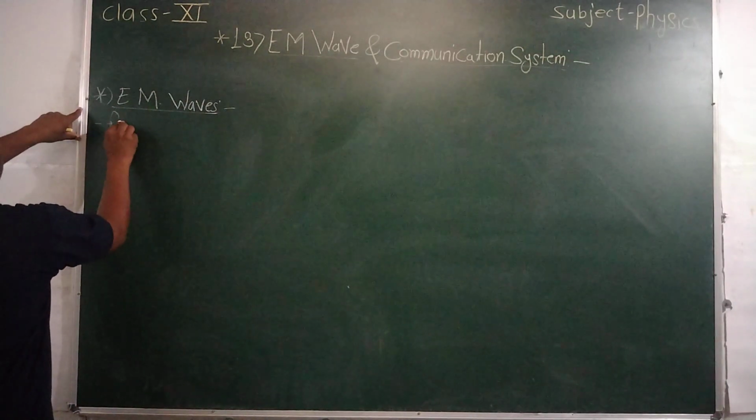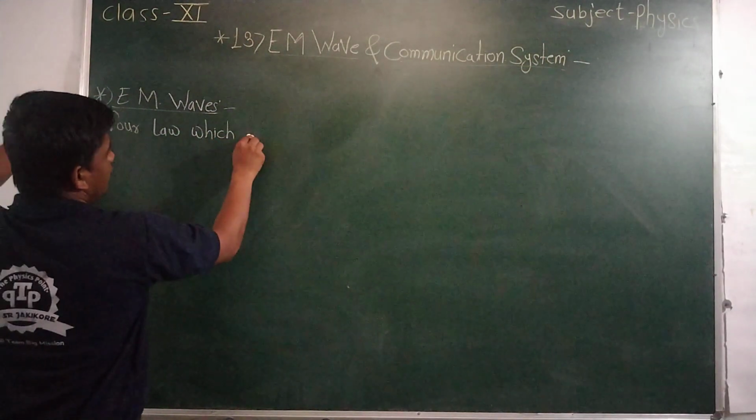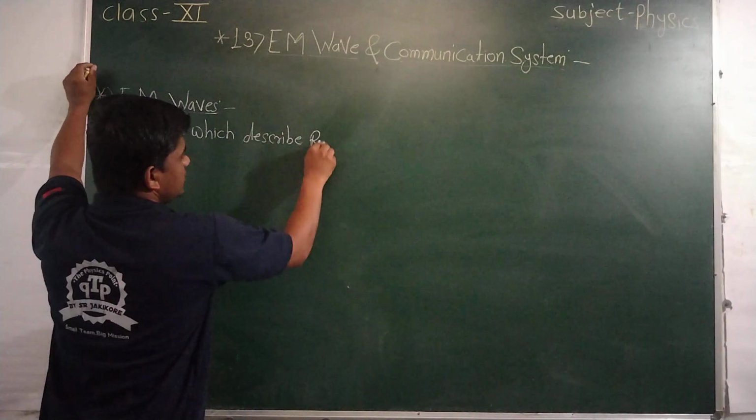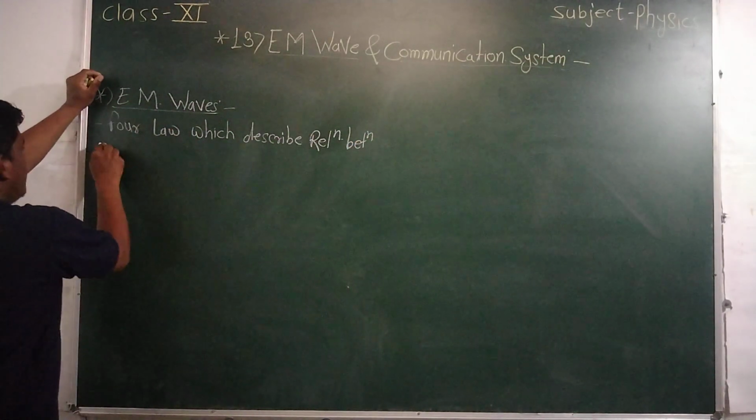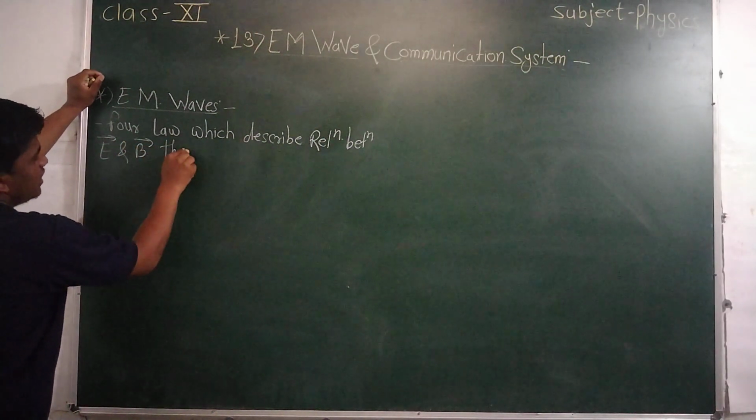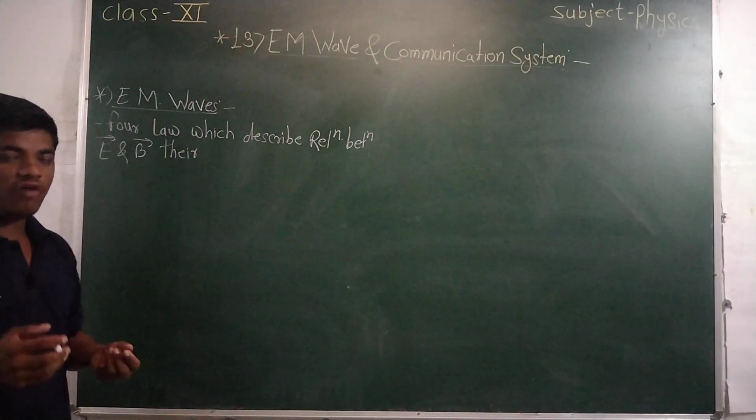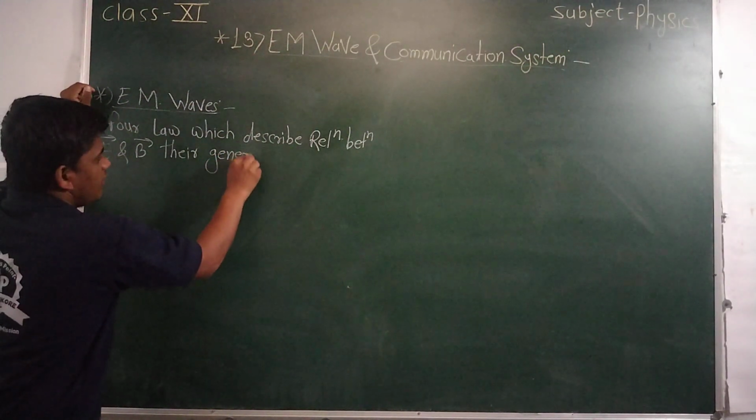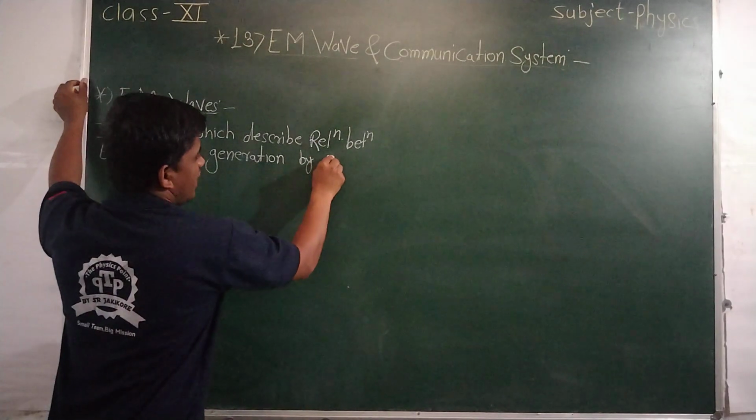There are mainly four laws which describe the relationship between the electric field, E bar, and the magnetic field, B bar, and their generation. How the electric field and magnetic field are generated, and these laws give the relations between them, their generation by electric charges and current.